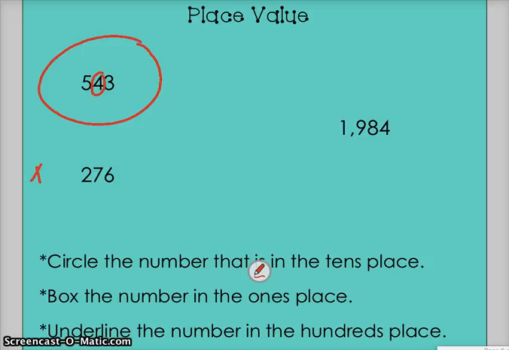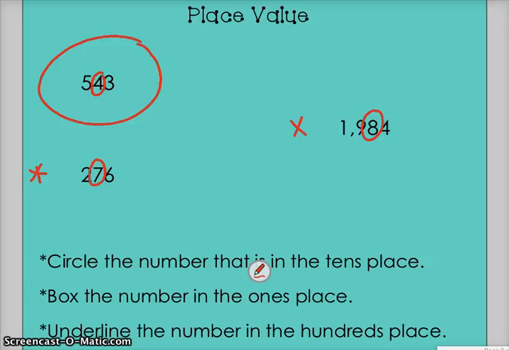Look at the number 276. Which number do you think is in the tens place there? Yep, the 7 is in the tens place. What is the value of that number then? The value is 70. Look at the number 1,984. Which number there is in the tens place? Way to go, it's the 8. And the value of the 8 is 80 because it's in the tens place.